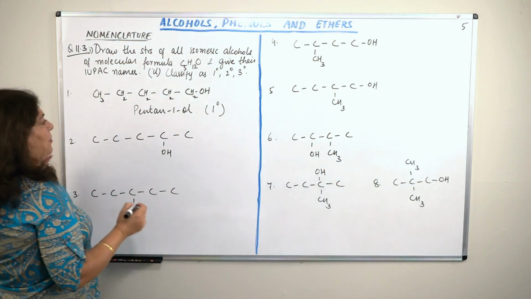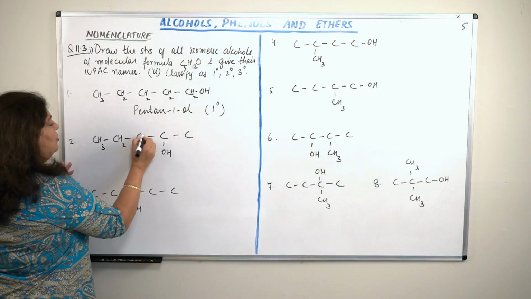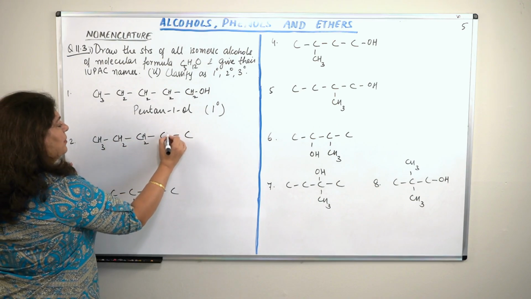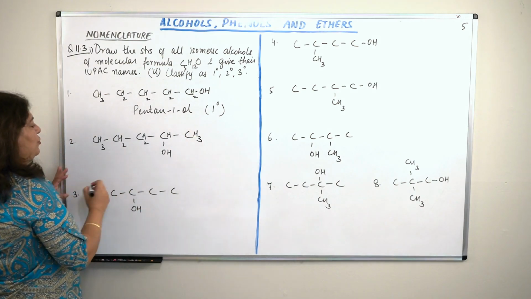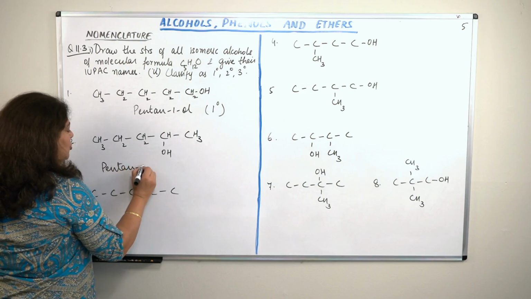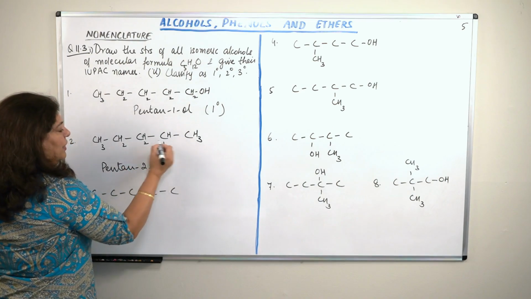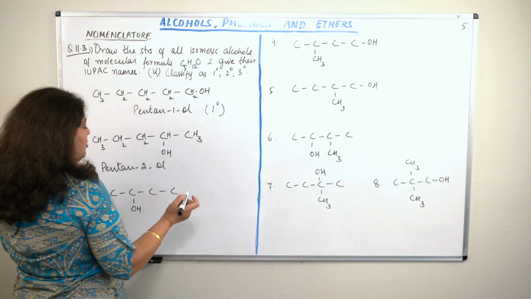Let's name this and complete the structure also. This becomes CH3, CH2, CH2. This will become only CH because it already has 3 and 3. How would you name this? This is pentane 2-ol. We are counting from this direction. The OH is on the second carbon, so it is pentane-2-ol.